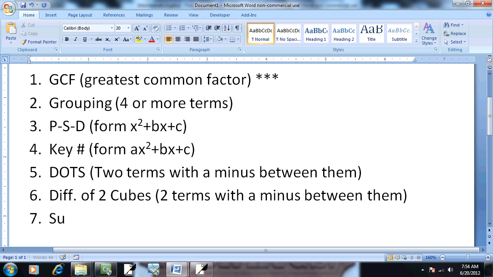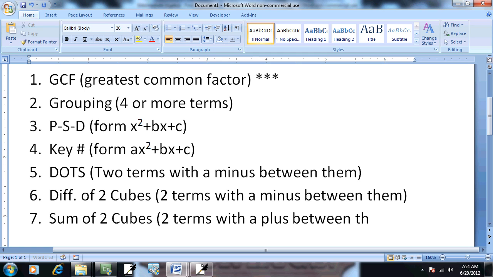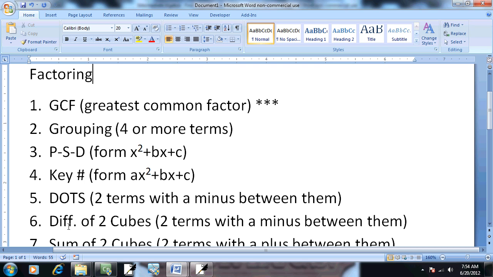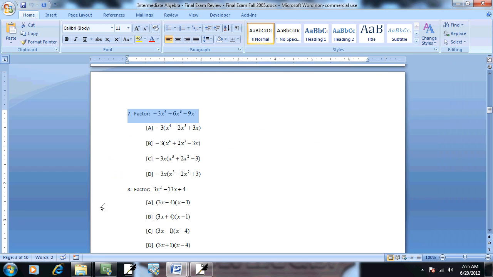And last one is the sum of 2 cubes. And this is when you got 2 terms with a plus between them. Okay, so let's keep this handy when we're working this problem.